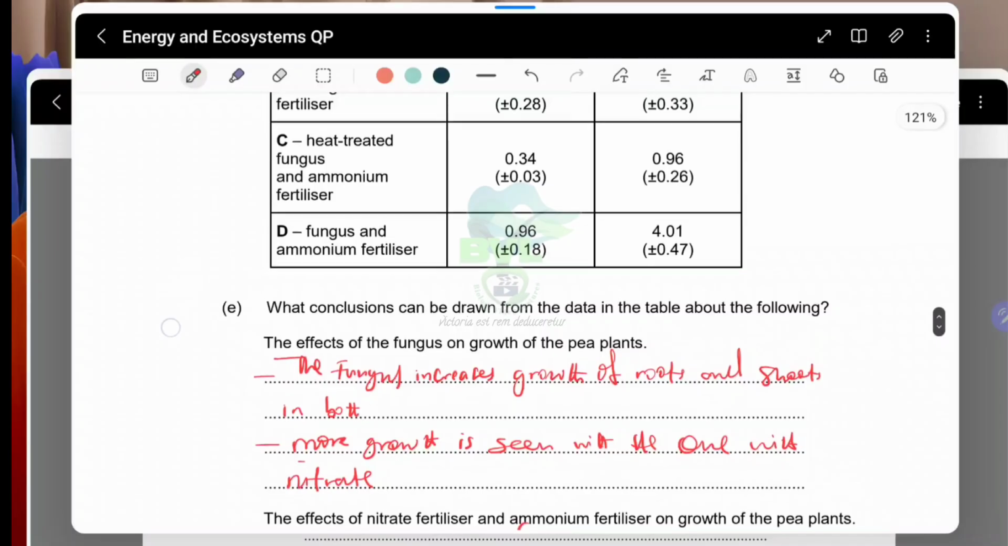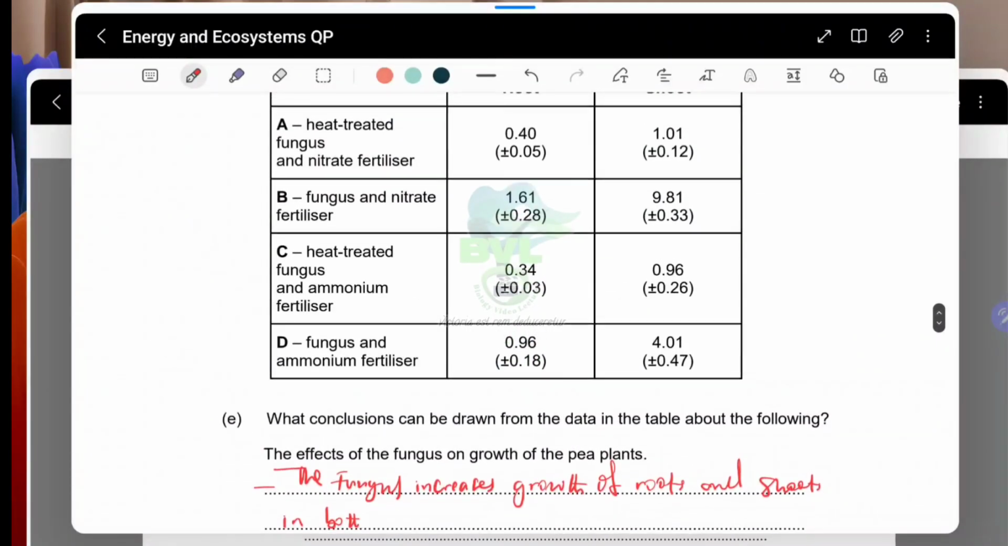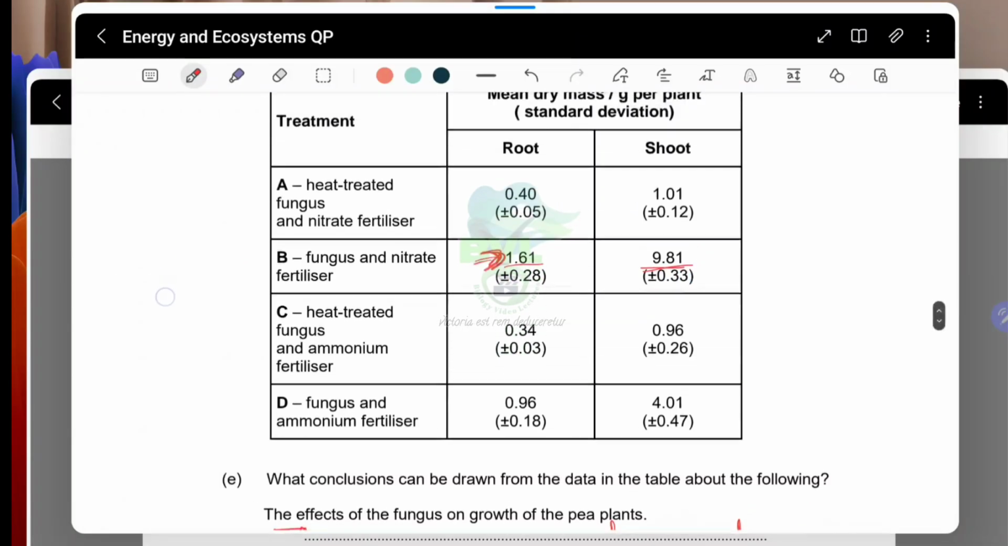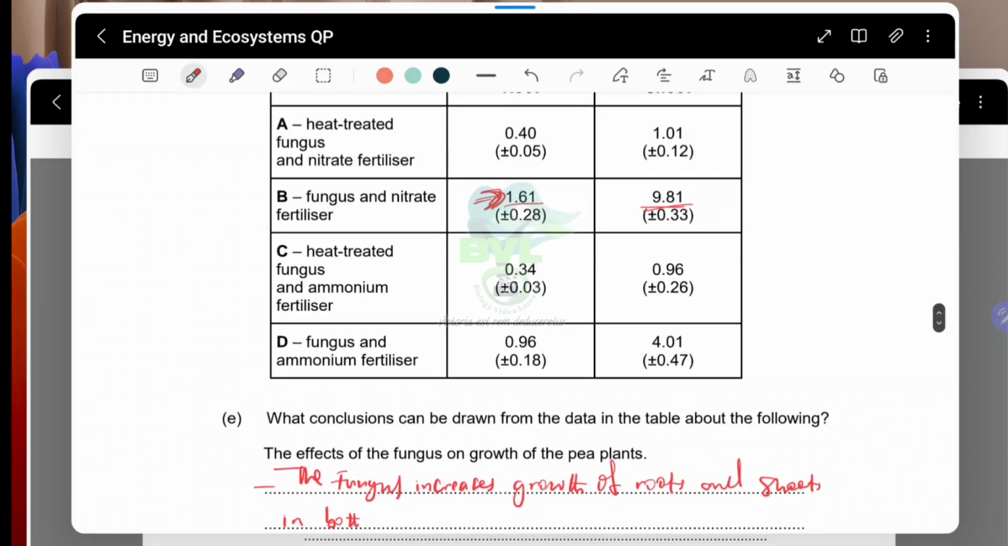Well, the fungus increases the growth of shoot and roots in both plants. Can we see that? See, that's quite high: 1.6, 9.8. Compare that with the remaining. That's really high. Then, more growth is seen in the one with nitrates. How do we see that? The one that has nitrate has more growth. Can you see that? There's quite clearly more growth. Yeah, there's more in both of them, but this is more.